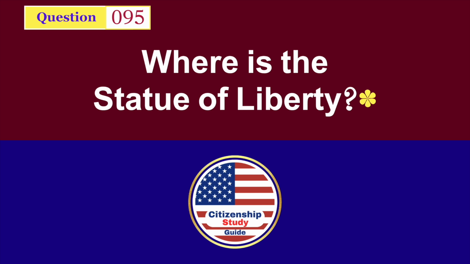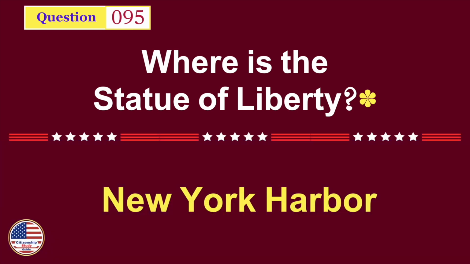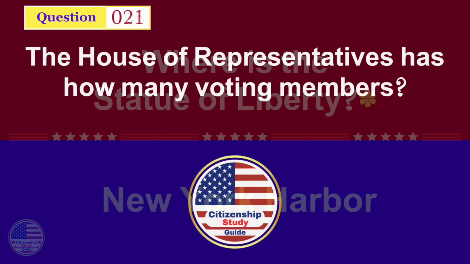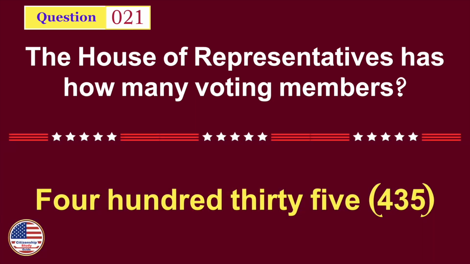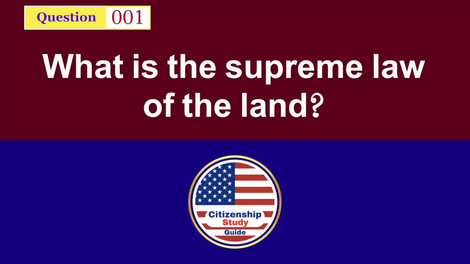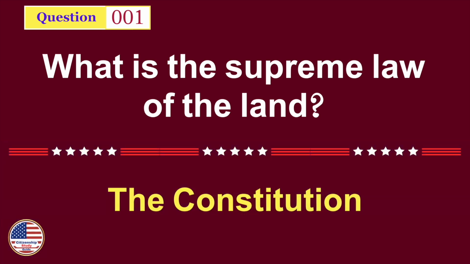Where is the Statue of Liberty? New York Harbor. The House of Representatives has how many voting members? 435. What is the supreme law of the land? The Constitution.